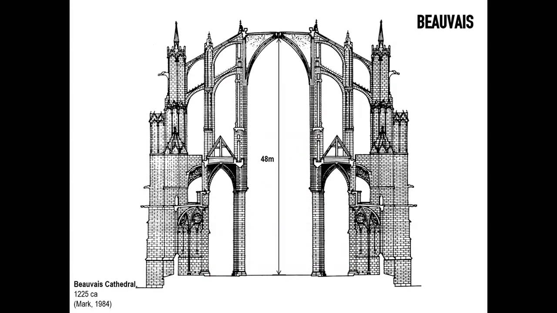And finally, Beauvais. Now, Beauvais is famous for its failures, but the initial vision was to have a cathedral this big, 48 meters tall. In this case, you have, again, one nave and two aisles, but you have a configuration of flying buttresses that is also interrupted by a mid-pier there.